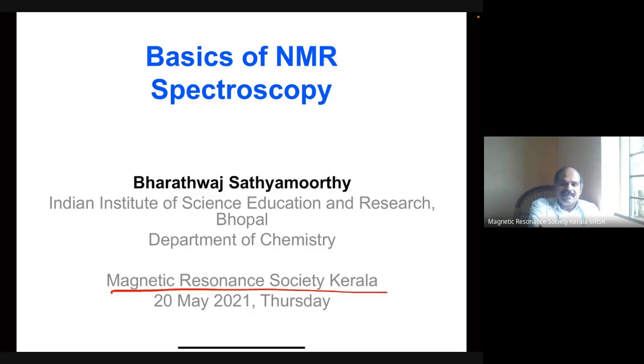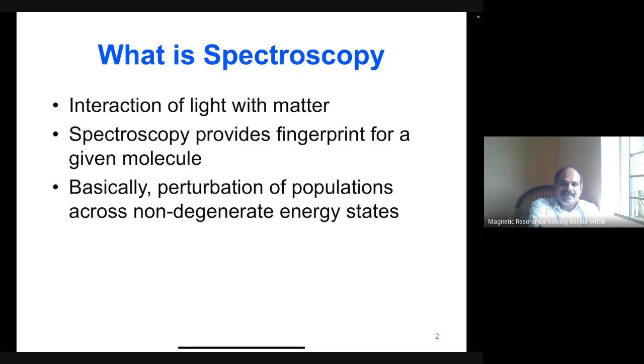Okay, without much further ado, let me get started with the topic for today. What is spectroscopy? I'm sure as students, you would be exposed to the topic of spectroscopy at multiple different levels at different points of time. The basic definition of spectroscopy is the interaction of light with matter. And what we mean by matter here is something like your sample. So as chemists or biologists, what we tend to do is to prepare samples, and then we put them through different spectroscopic techniques, interrogating how they look.